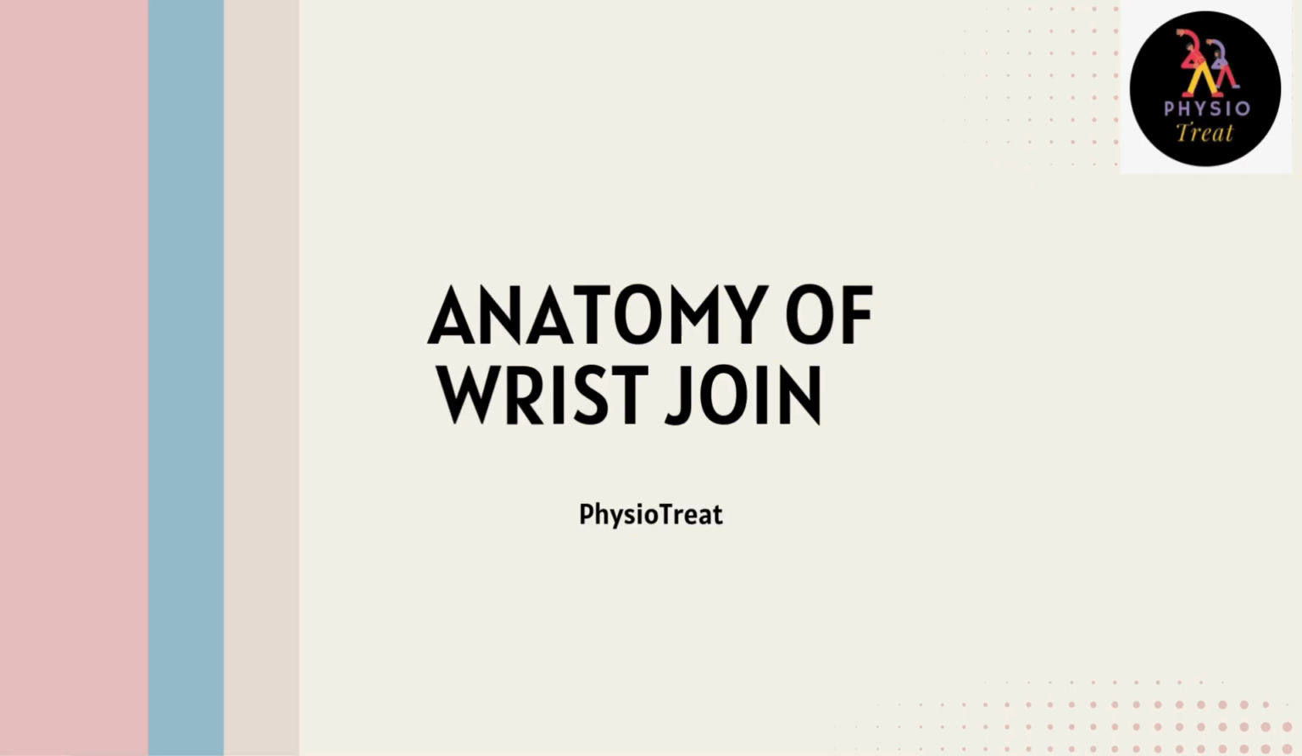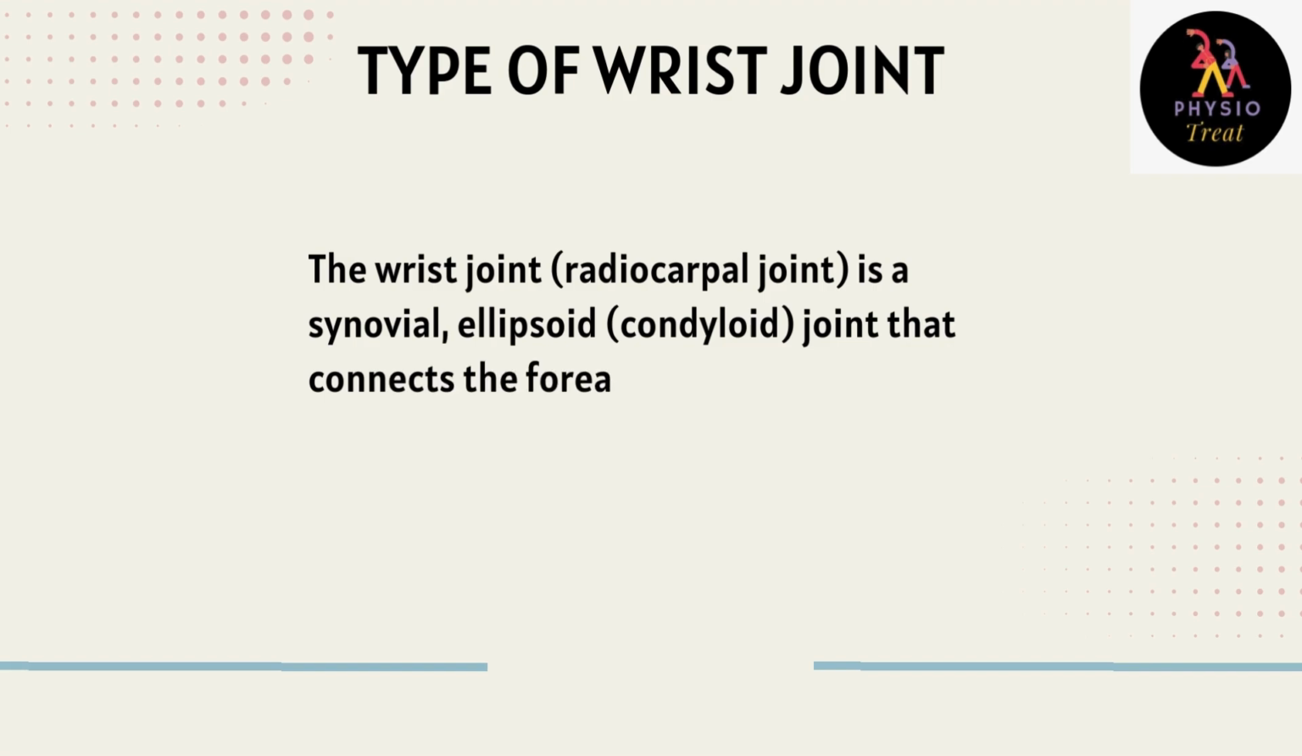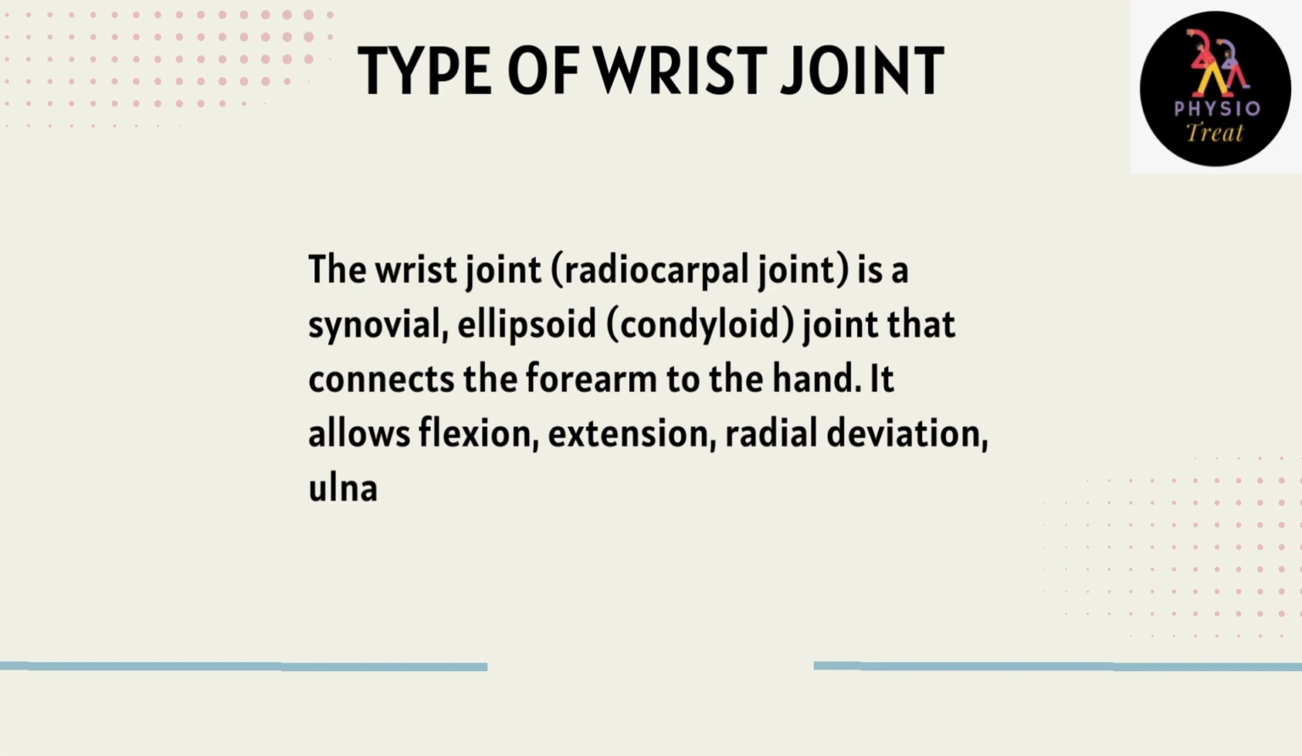Today's topic is anatomy of wrist joint. Type of wrist joint. The wrist joint is a synovial, ellipsoid joint that connects the forearm to the hand. It allows flexion, extension, radial deviation, ulnar deviation, and circumduction.